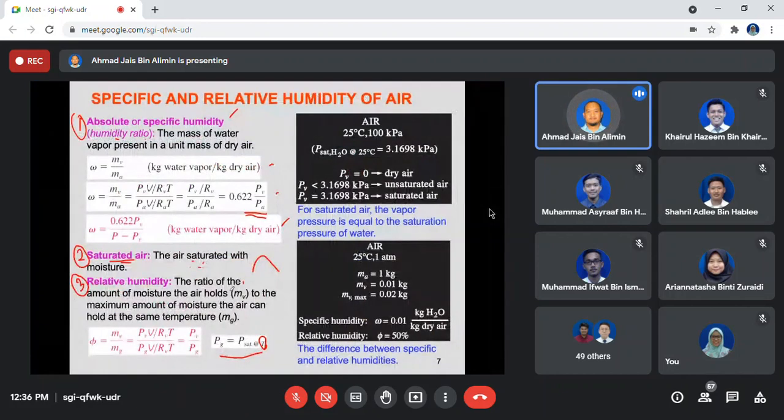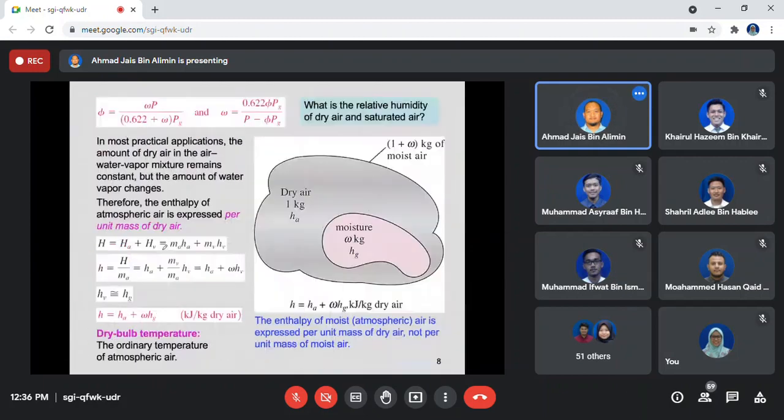Okay, so these are the three parameters that you need to be aware of, and the symbol. So you need to use whatever strategies or formulas or tactics to remember the definitions. Okay, humidity ratio, omega, relative humidity, phi, and what will be the equation involved. And you can also try to combine them and rearrange so you can get this kind of relationship.